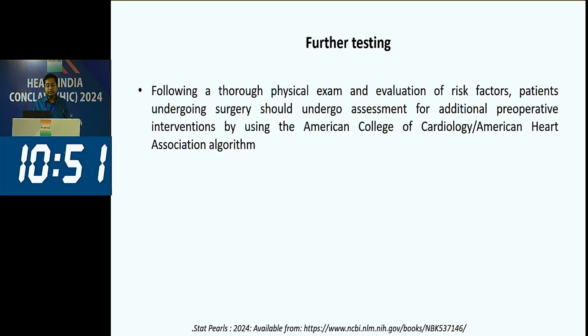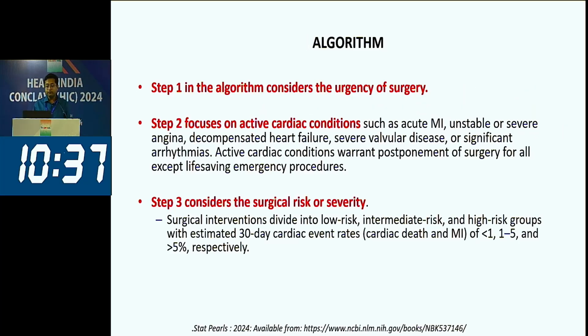So further testing, how should we approach? Following a thorough physical examination and evaluation of the risk factors, we should now undergo assessment of the additional preoperative interventions as laid down by the ACC-AHA algorithm. So this is the 2024 guidelines. This algorithm's first step is to consider the urgency of the surgery, whether the surgery is urgent or not. Step 2 focuses on the active cardiac conditions that the patient is facing, whether he is in acute MI, unstable or severe angina, decompensated heart failure state, having severe valvular disease or any arrhythmia.